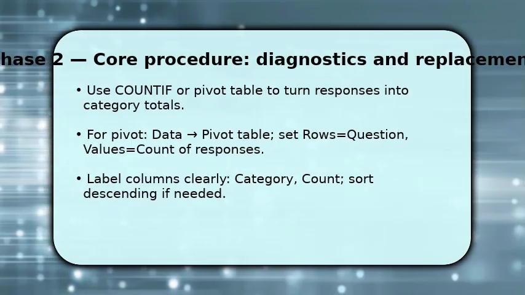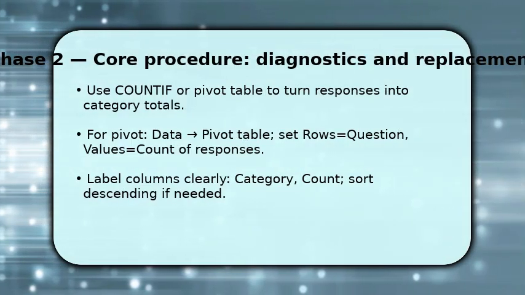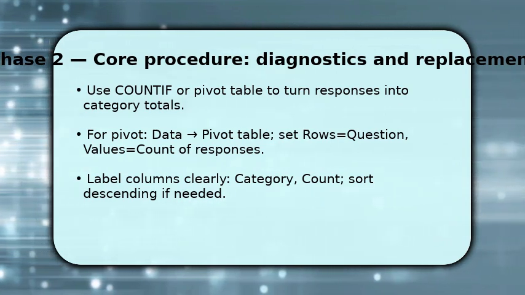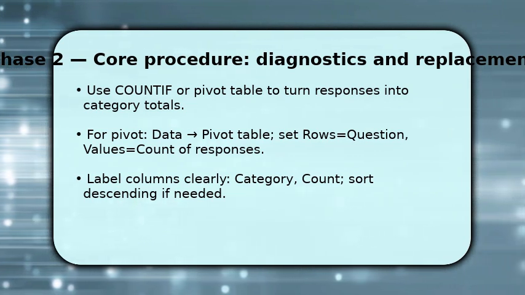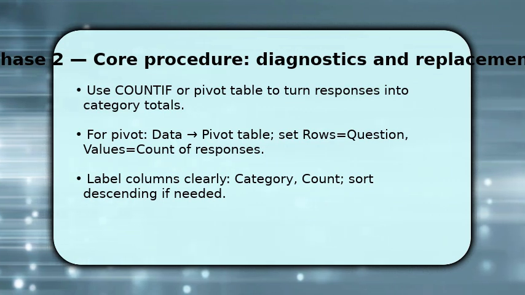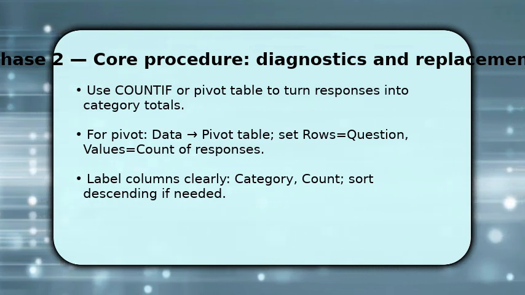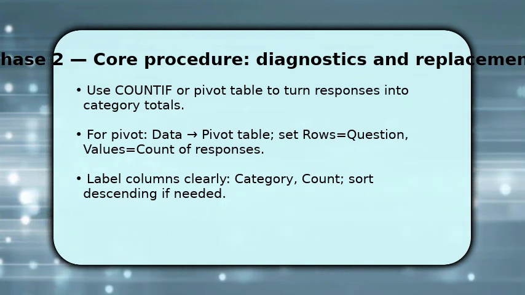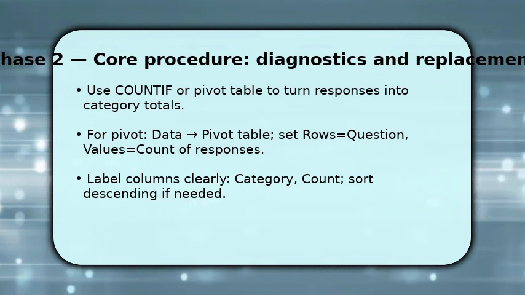Now you move into the Google Sheet to aggregate answers. Use a pivot table or COUNTIF formulas to produce category totals. Create a pivot. Data, right arrow, pivot table, add the question as rows, and use count of responses as values. That yields one row per choice with counts. Label the output columns category and count, then sort by count descending so the largest bars appear first. This step converts individual responses into the numeric series the chart needs.